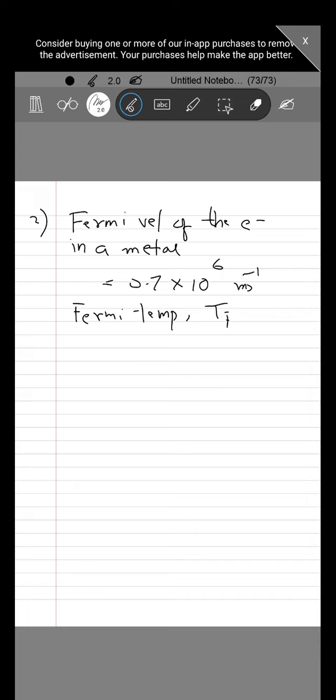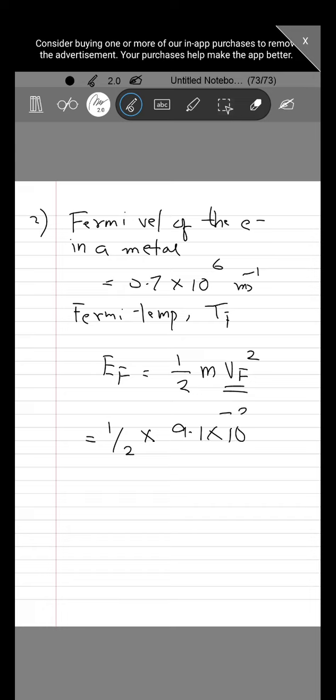Now Fermi energy EF, written in terms of Fermi velocity, is half m vF square, and the value of vF has already been given here. So you can write this as 1 by 2 into the mass of the electron, that is 9.1 into 10 to the power minus 31 kg, into 0.7 into 10 to the power 6 meter per second, squared. This turns out to be 2.4 into 10 to the power minus 19 joules.